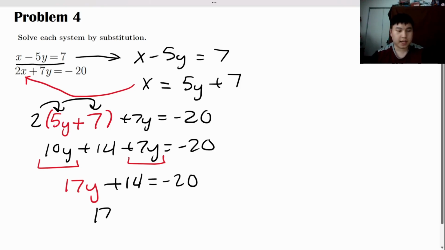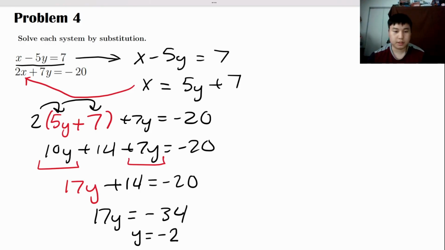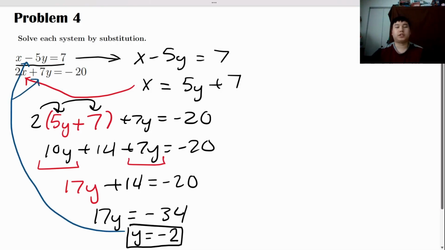Subtract 14 from both sides gives me negative 34. And divide both sides by 17, it should give me a negative number, which is negative 2. And now I found the value of y, which is negative 2. And now I can directly plug this into the first equation right here, or the second equation. It doesn't really matter. So plugging that in gives me x equals negative 2 times 5 plus 7.